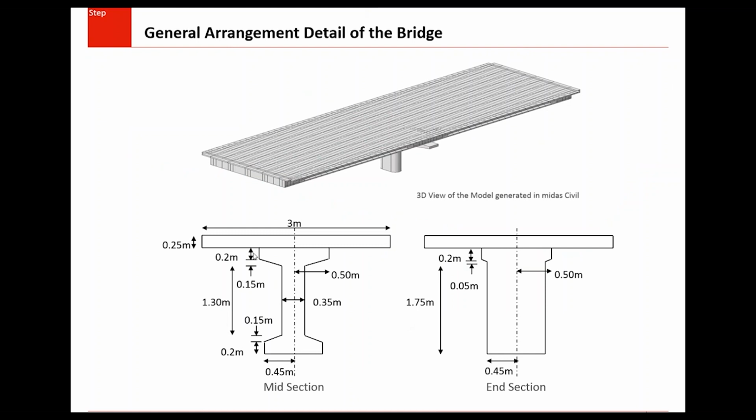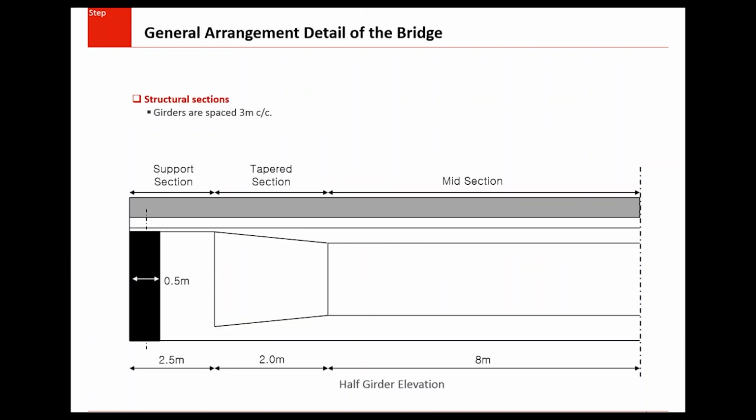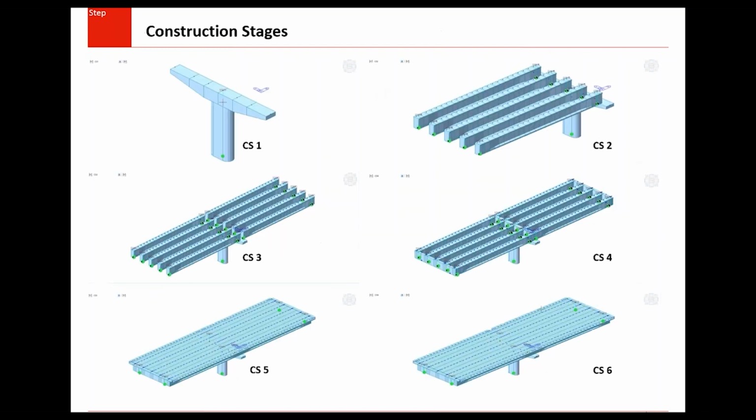So as you can see, these are the dimensions for the sections that we'll be taking for the mid section and end section. Apart from these, we'll also have the tapered sections. So this is the elevation: 2.5 meters we'll have the support section, then 2 meters tapered section and 8 meters mid section. Apart from that, we'll be having two end diaphragms, and we'll now see the construction stages.